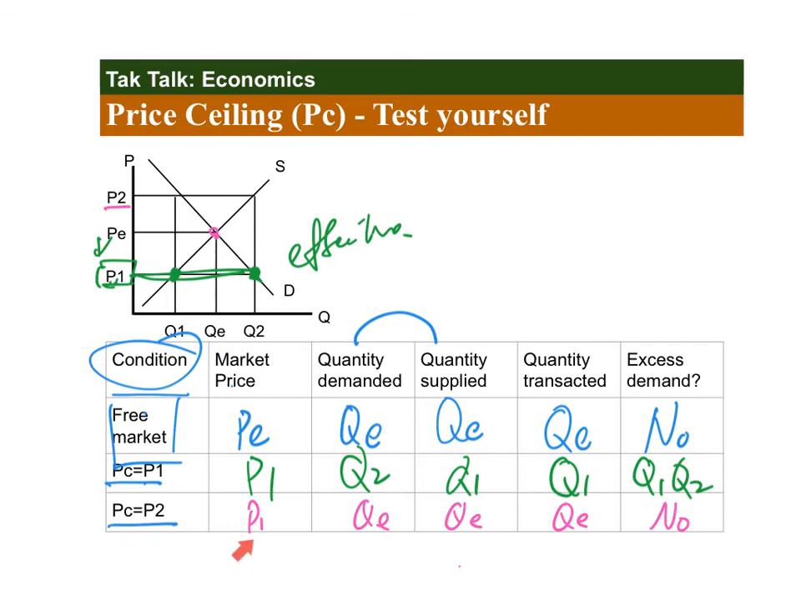Okay, so here you will find that if the price ceiling is set at P2, it is ineffective. It doesn't change the market price. So the market price will be, it's not P1, it's PE. So this time PE, QE, QE, QE, and no excess demand. Everything does not change, the same as the free market. Did you get it? If you did, congratulations. So let's go on to the next part.